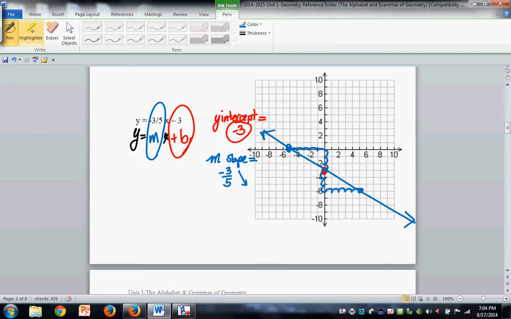So what are the steps? Number 1, always write just the blank equation out. Number 2, pull out your y-intercept and your slope. Double check whether your slope is downward, which is negative, or positive, which goes upward from left to right. And then count your slope out.